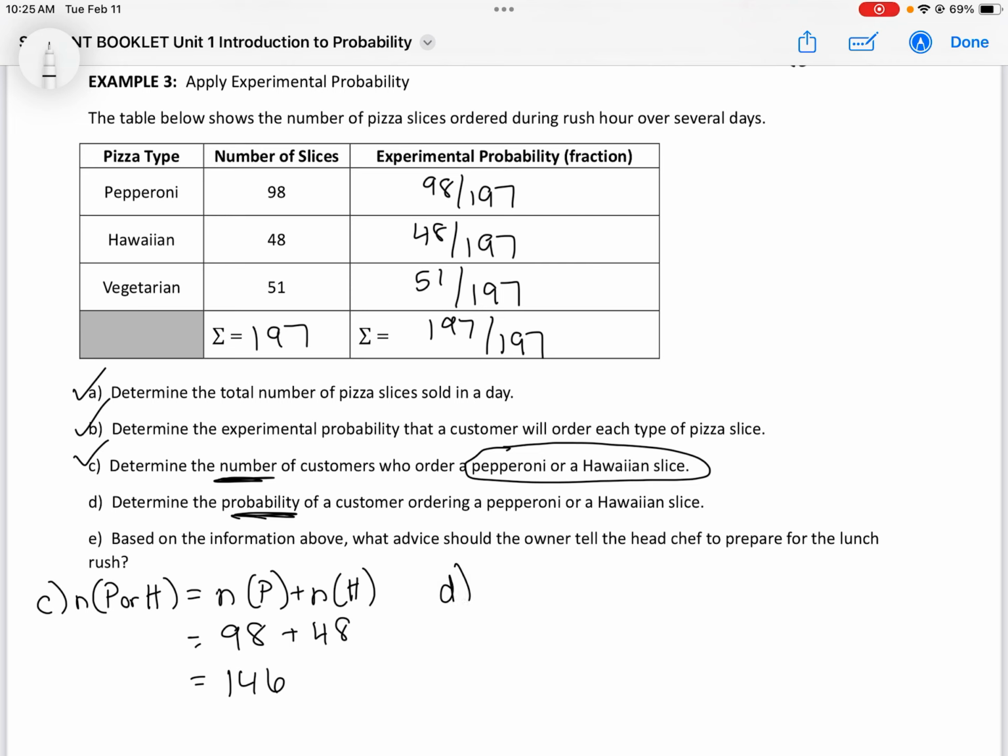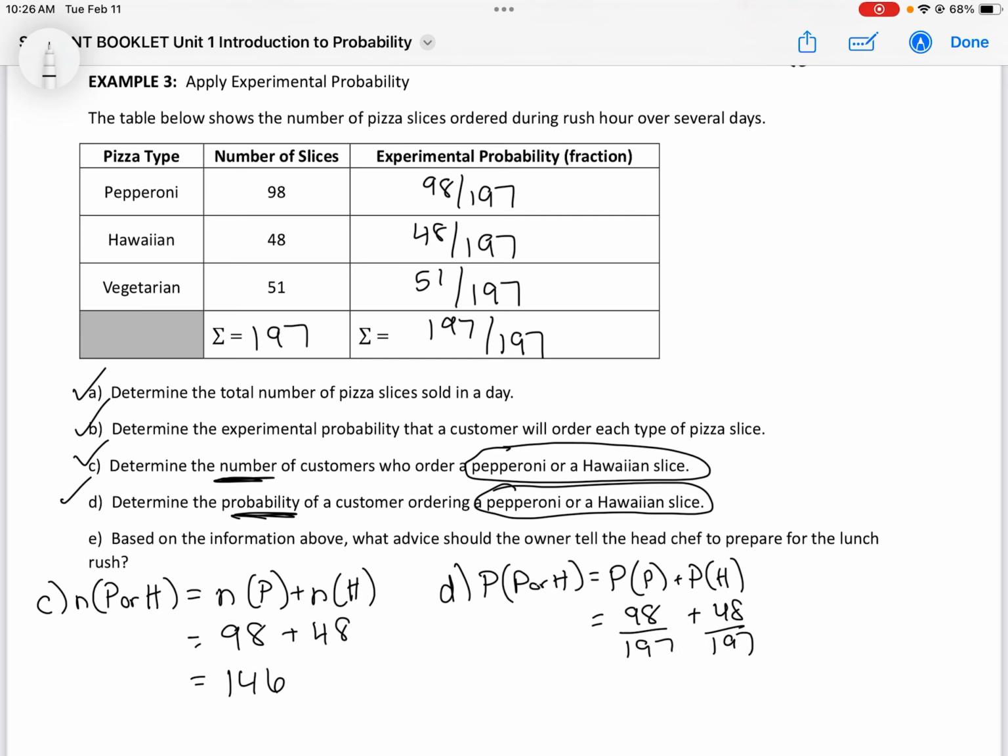Now, likewise for D, determine the probability of a customer ordering pepperoni or Hawaiian. So this is the same idea, but it's going to be the probability of pepperoni or Hawaiian. So we're going to go the probability of pepperoni plus the probability of Hawaiian. The numerator is going to be the same, 98 and 48, but because it's probability, it's going to be over 197. So when we express the answer, instead of just having 146 pepperoni or Hawaiian slices, we're going to have the probability of 146 over 197.